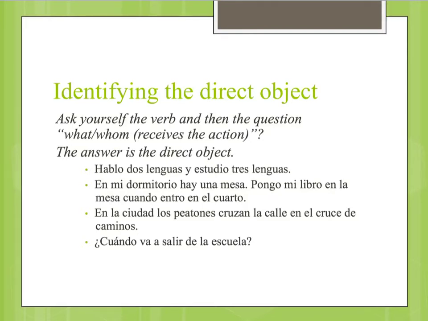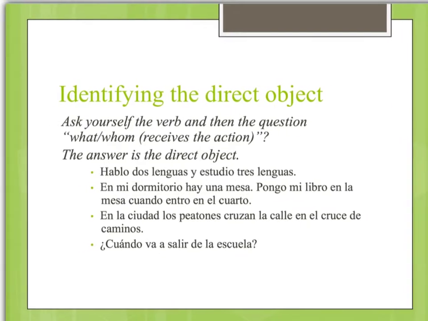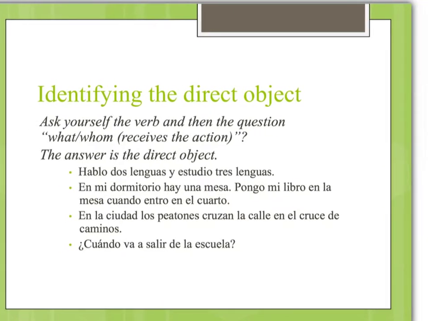So if we look at these example sentences, not all of them have direct objects. Looking at the first, hablo dos lenguas. You would say the verb to yourself, hablo, and then ask yourself the question, speak what? The answer, dos lenguas, is actually the direct object in that sentence. The same with the second half, estudio. Estudio what? Tres lenguas. So there are two direct objects in that particular sentence.